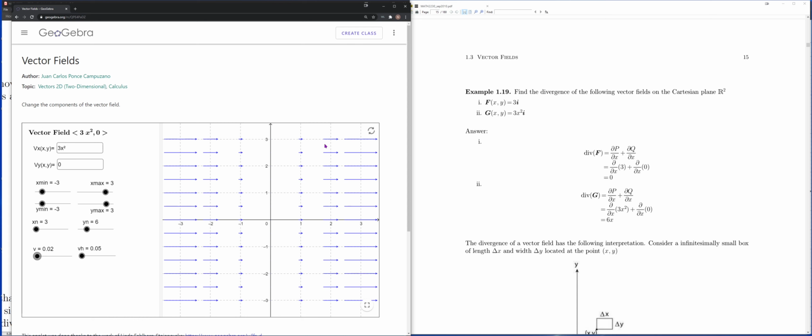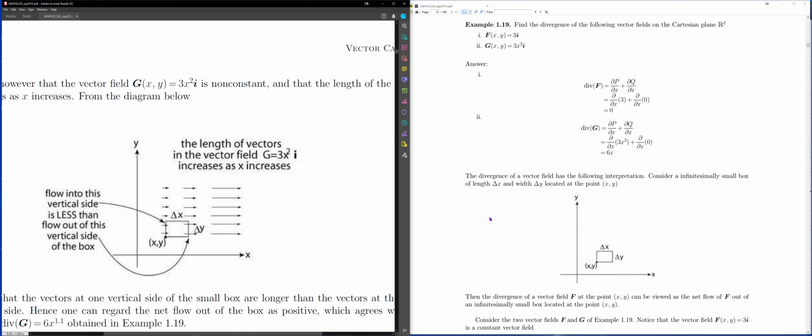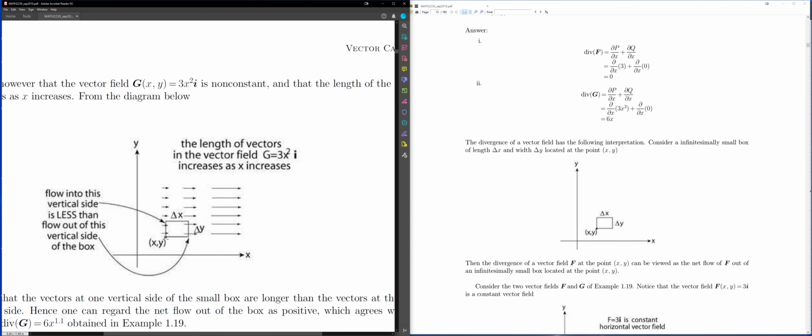Okay, so now that we know what the vector field big G looks like, let's see if we can understand what the divergence is. Again, we're looking at a specific point x, y, and we're considering a small box located at that point. I want to consider the net flow out of this box. Again, I have no flow cutting across the horizontal sides. The only flow I have is through the vertical sides.